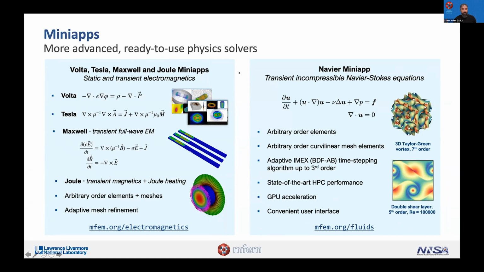The next step is Miniapps. We have a lot of Miniapps, but the two I wanted to highlight is the electromagnetic Miniapps, so Volta, Tesla, Maxwell, and Joule, solving a variety of electromagnetic problems, mfem.org/electromagnetics. And then the Navier Miniapp, which is the transient Navier-Stokes problems, mfem.org/fluids. There will be breakout sessions for both of these. So if this is what you're interested in, we can talk more during the breakout sessions.